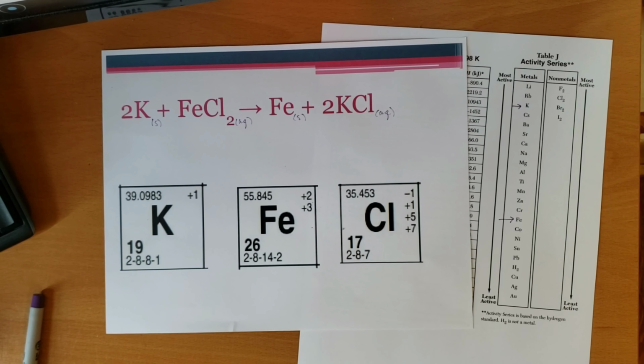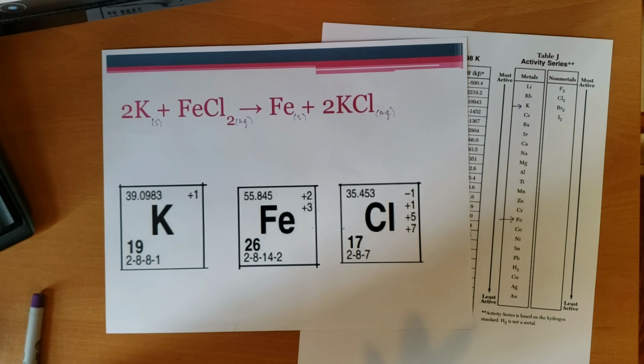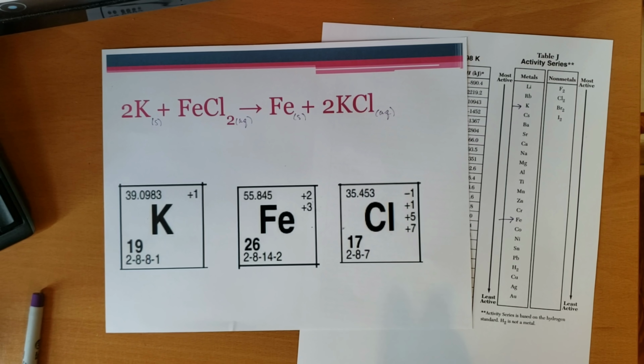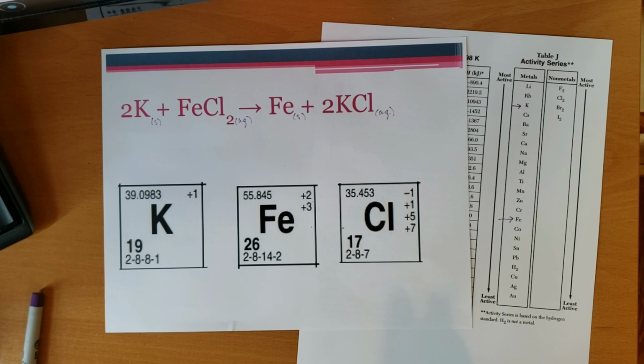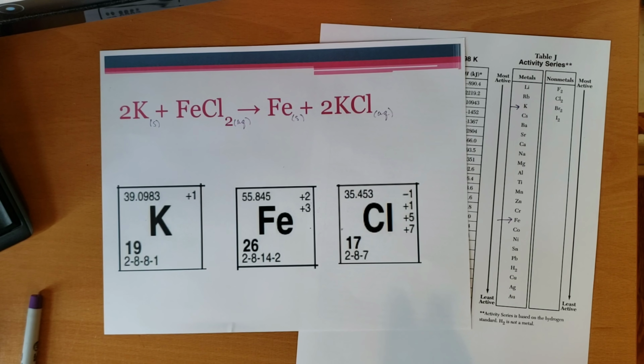Let's look at a single replacement reaction where we can identify how oxidation numbers are changing in the reaction so that we can determine which species is gaining electrons or undergoing a charge reduction and which species is losing electrons and undergoing a loss of electrons.